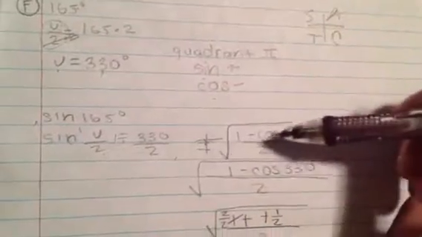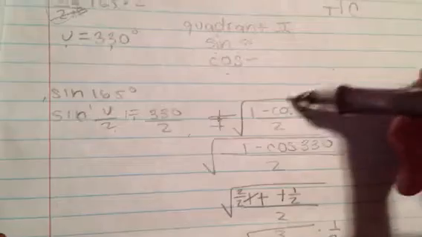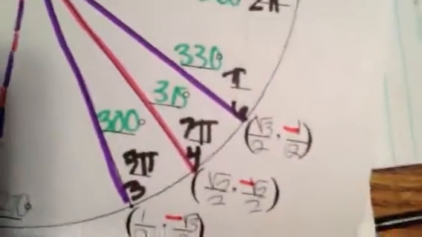Sine u over 2 equals 330 over 2, and the formula for that is plus or minus radical 1 minus cosine u over 2. We're going to replace cosine u with cosine of 330, and we're going to replace cosine 330 with 1 over 2, because that's what the unit circle says. So then we're going to replace this 1 with 2 over 2, and that way 2 plus 1 is going to be 3 over 2 over 2.